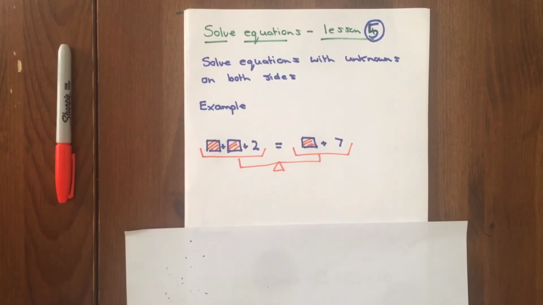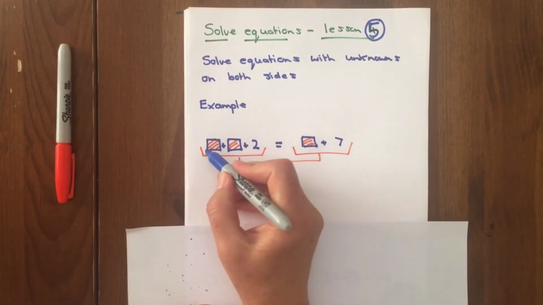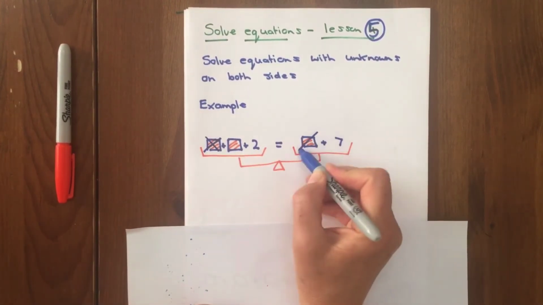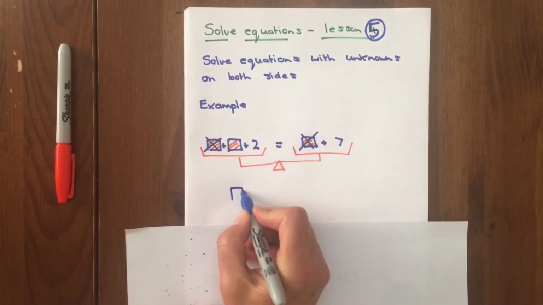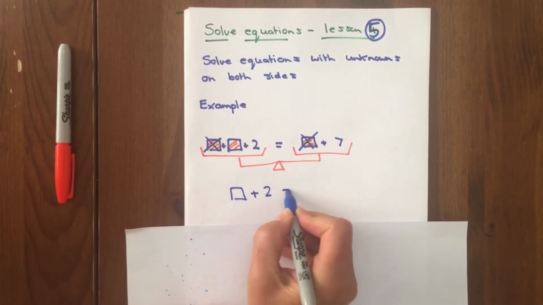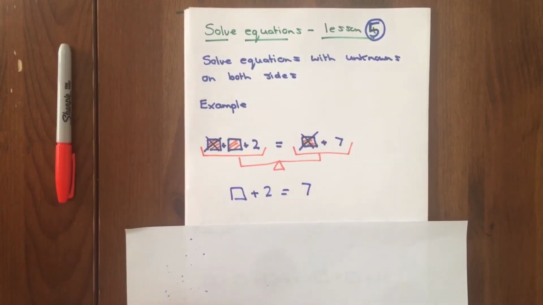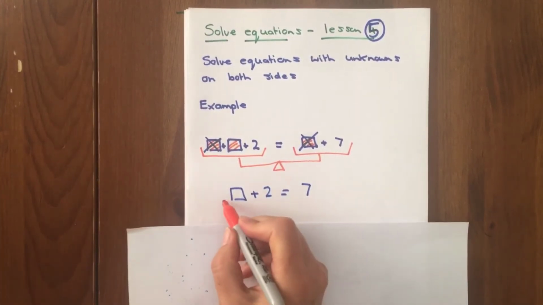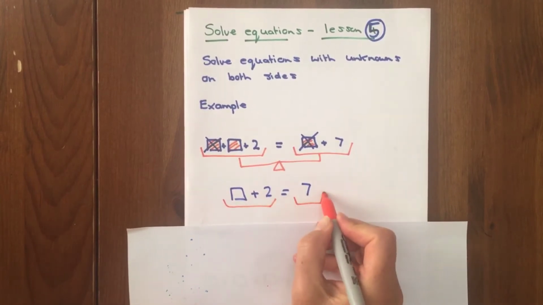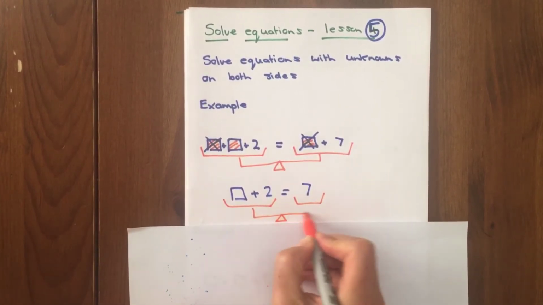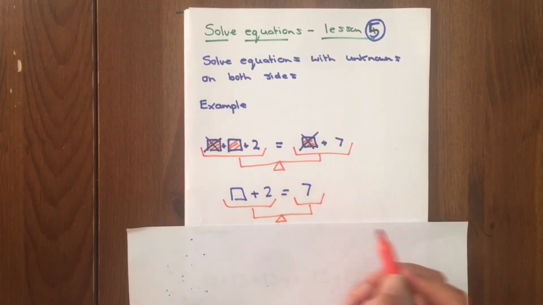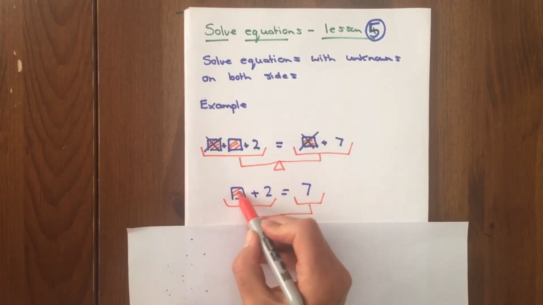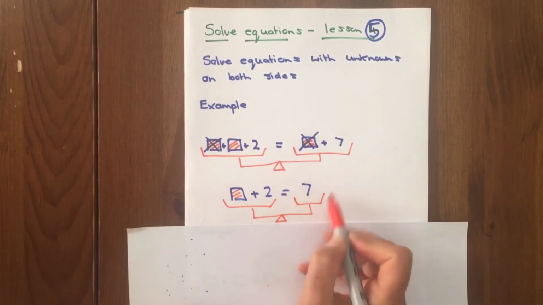So if I take away this box and take away this box, I'll have box plus 2 equals 7. Okay, so now let's look at my scales. I can't take a box from both sides now because I've only got one box left on this side. So I can't take a box away from this side.